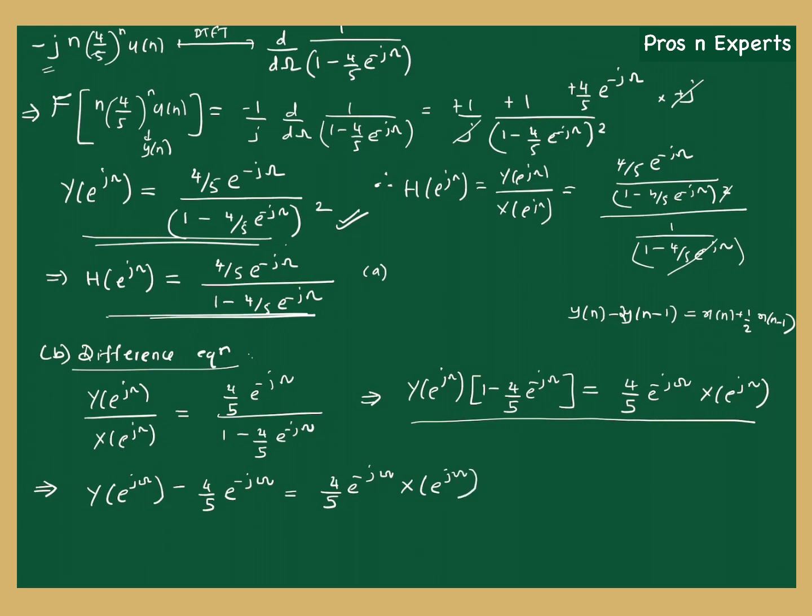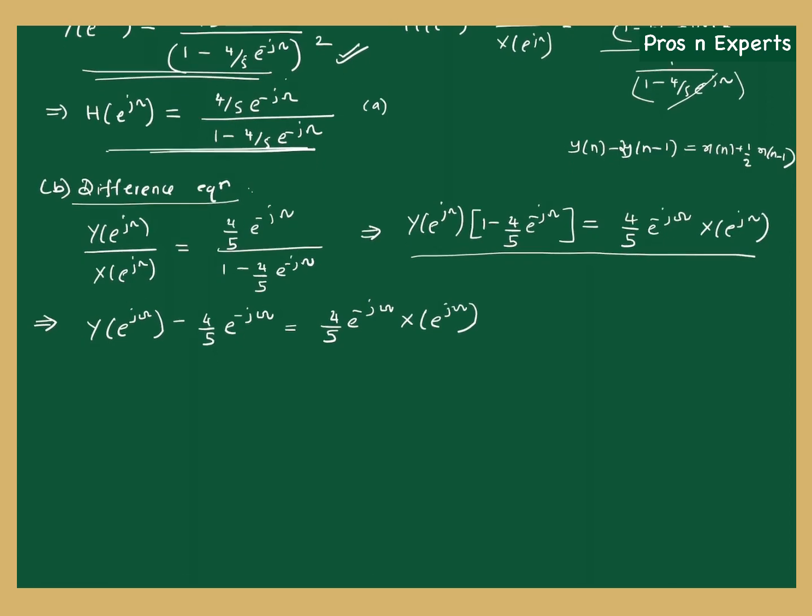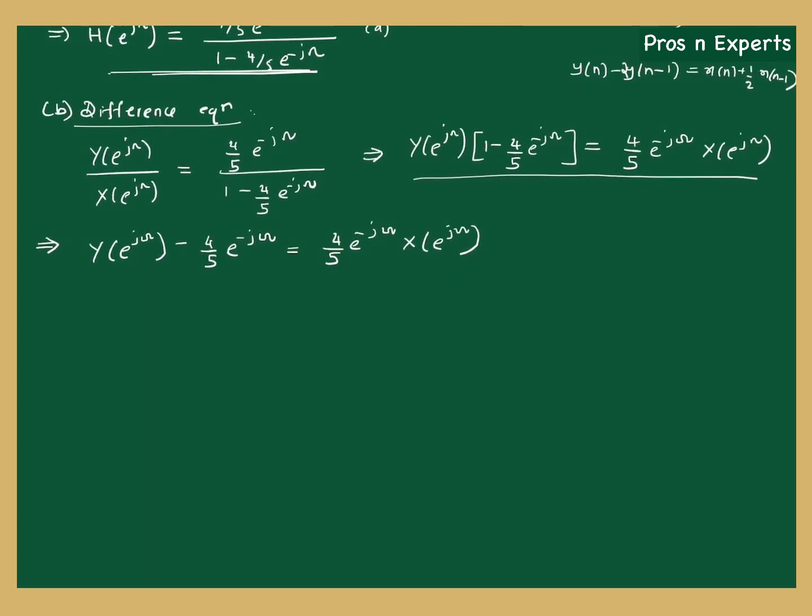Okay, now what I am asking you to do is just to take the inverse DTFT on both sides of this equation. What is the inverse DTFT of Y(e^jω)? It is y[n]. So y[n] minus 4/5 can be written as such because of linearity.